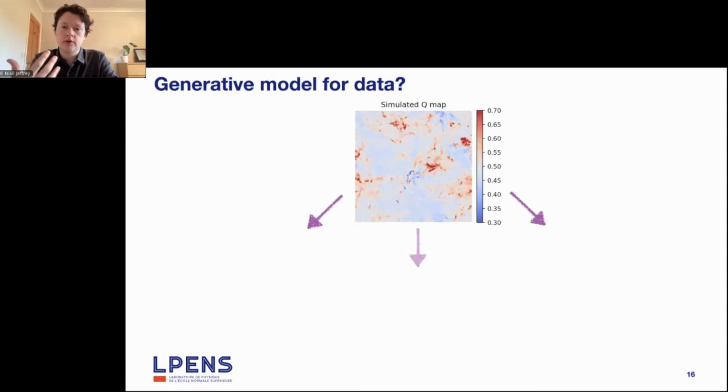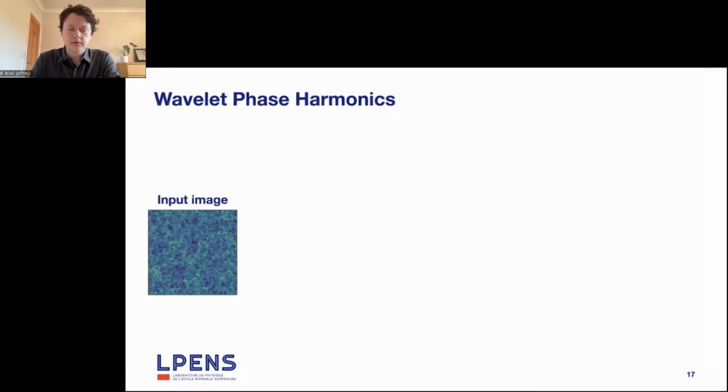So how do we go about doing that? In particular, we're able to come up with a generative model for our foregrounds that only takes in one training image, which is extremely useful in this case because we're really data poor when it comes to the CMB dust foregrounds. So the approach is wavelet phase harmonics. So we take an input image. In this case, for this example, this is an input image of the cosmic web, just as an example here.